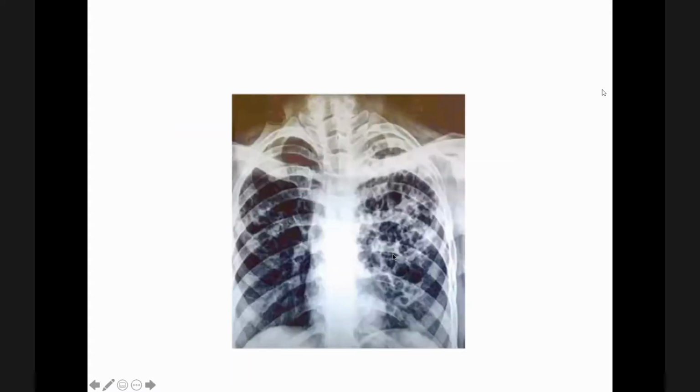This is the chest X-ray where you can mainly see upper lobe and middle lobe infiltrates. There are signs of formation of cavitation also in some places. Okay, so these are the pictures that you can see in the chest X-ray of tuberculosis.